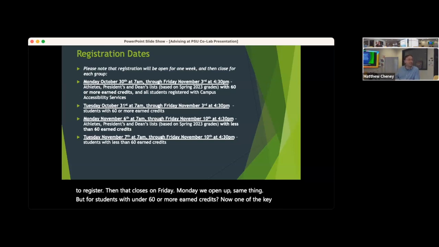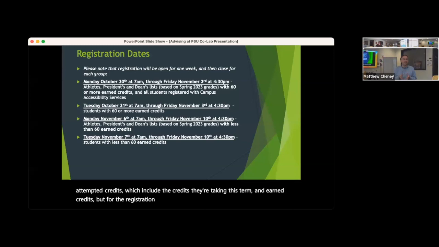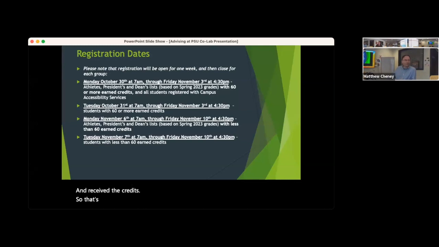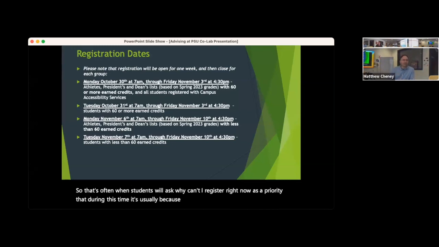Now, one of the key points here is about earned credits. Students often don't distinguish between attempted credits, which include the credits they're taking this term, and earned credits. But for the registration stuff, and really all things having to do with the registrar's office, earned credits are what matter. So it only includes the courses for which they've been graded, that they've received grades and received the credits. That's often when students will ask, why can't I register right now as a priority during this time? It's usually because they don't have enough earned credits.